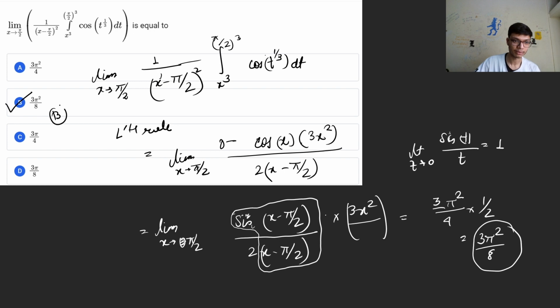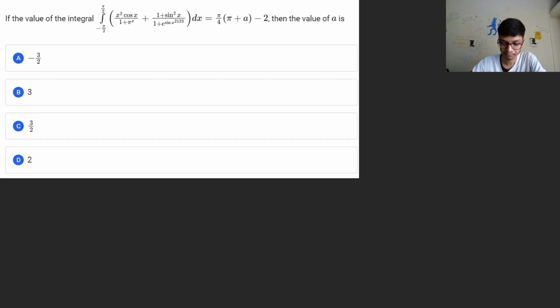Again, fairly similar problem. Basically, again use the L'Hôpital rule, and for differentiating the definite integral with variable limits, you just need to apply the Newton-Leibniz formula. So pretty simple problem, and with this let us move to the next problem.